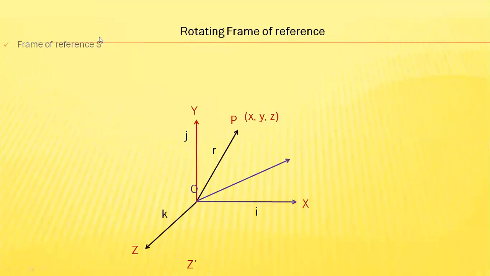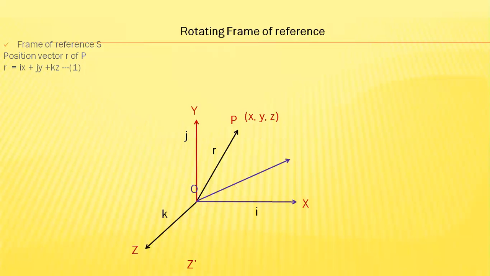Let us take a frame of reference S here, which is at rest. It has X, Y, and Z coordinates. i, j, k are the unit vectors corresponding to the frame of reference which is at rest, and P is a particle. The coordinates of the particle P are x, y, and z. Here r is OP, that's the position vector of the particle P. Now that position vector r of the particle P is given by r = ix + jy + kz.